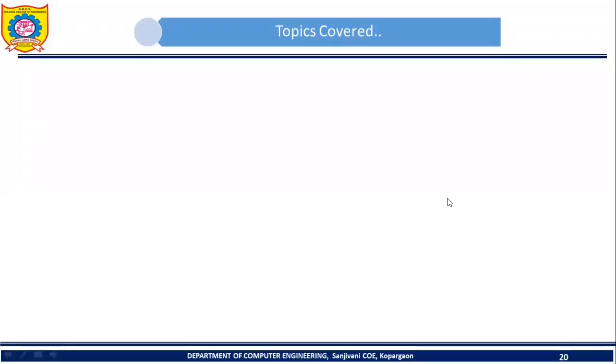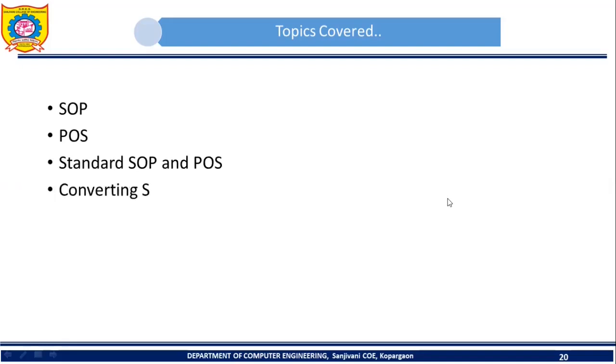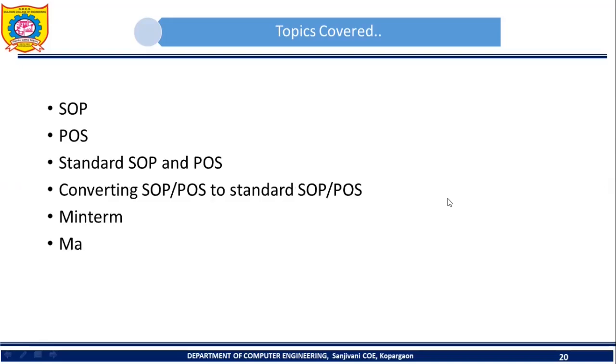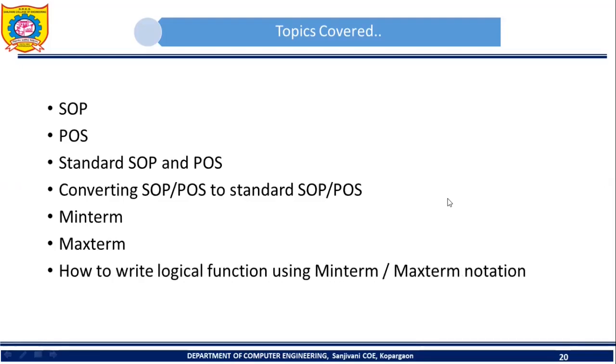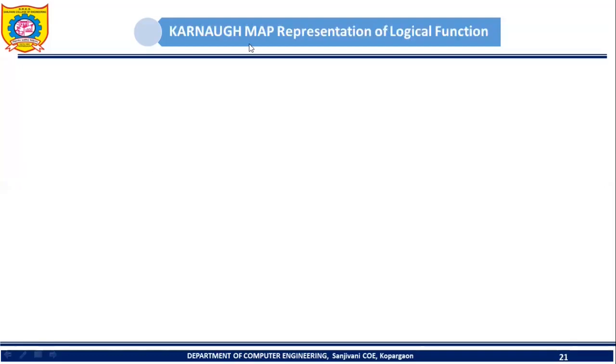Welcome everybody. So let's see what topics we covered so far. We have seen what is SOP, what is POS, then what is standard SOP and standard POS. Then we discussed how to convert SOP into standard SOP and POS into standard POS. Then we have seen what is minterm, what is maxterm, and finally we discussed how to write a given logical function using minterm and maxterm. Now let's discuss Karnaugh map representation of logical function.